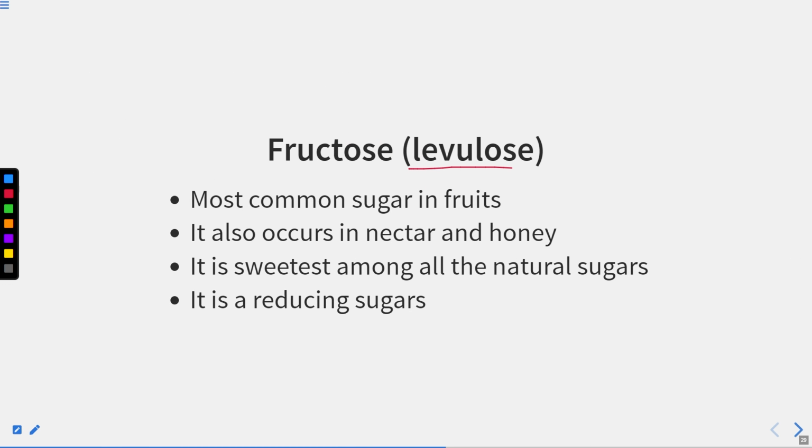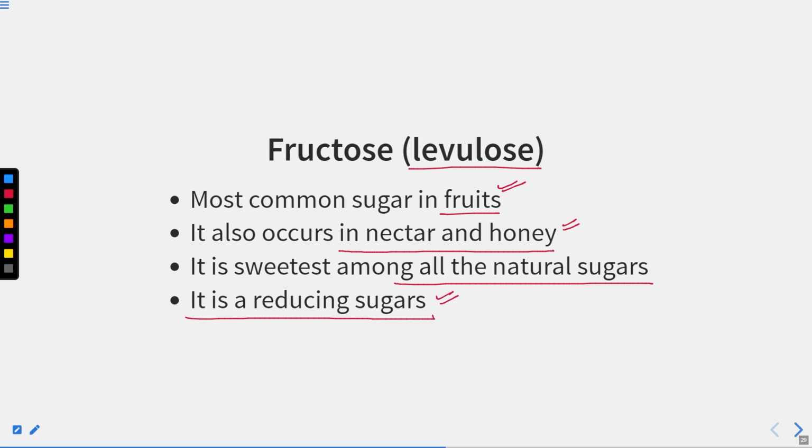Fructose, also called levulose, is the most common sugar in fruits. In the living body, like in the human, they have glucose, but if you talk about the fruits, then the most common sugar is fructose, and it also occurs in nectar and honey. It is the sweetest among all the natural sugars, and it is a reducing sugar.